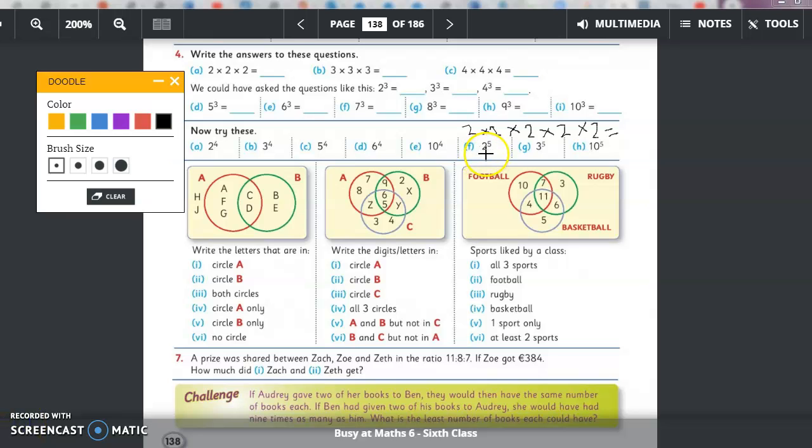This is the pattern for 2f. 2 to the power of 5. So you write down 2 once, twice, 3, 4, 5 times. Make sure you put a multiplication sign in between each one. So 2 2s are 4. 4 multiplied by 2 will be 8. 8 multiplied by 2 is 16. And then 16 multiplied by 2 will give you the answer.